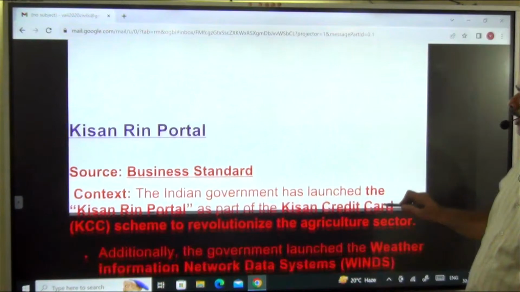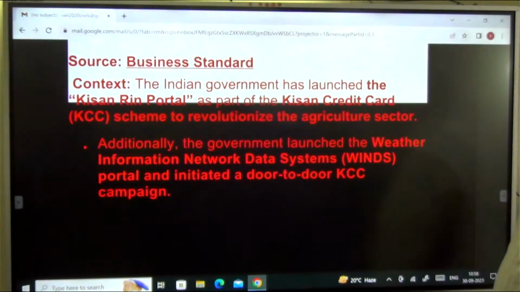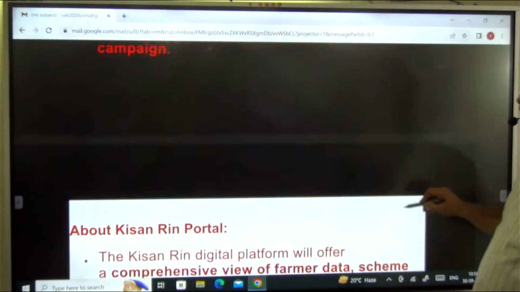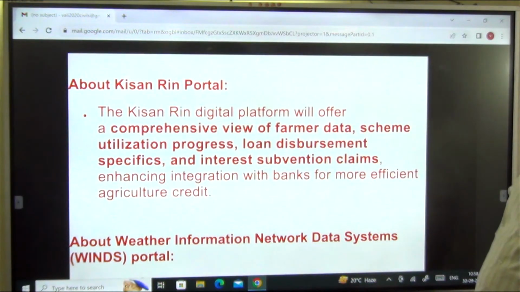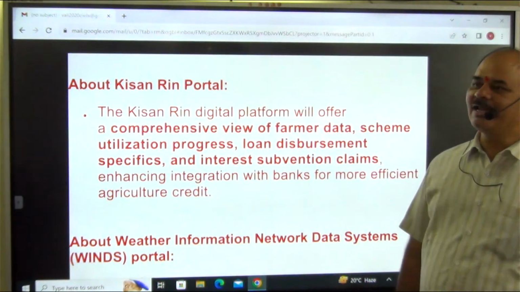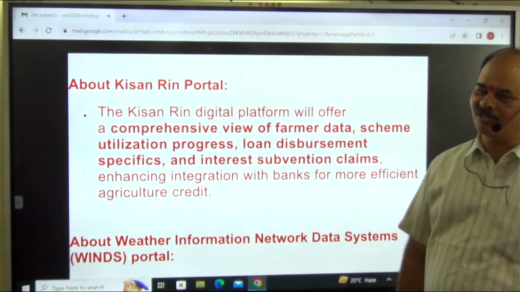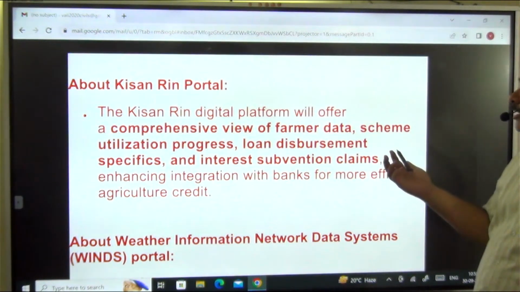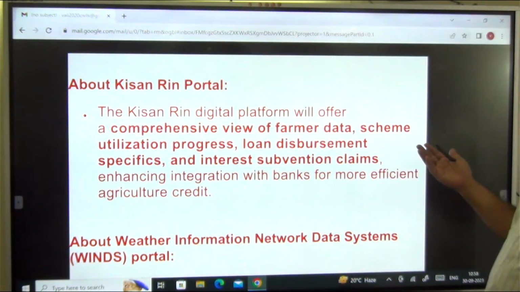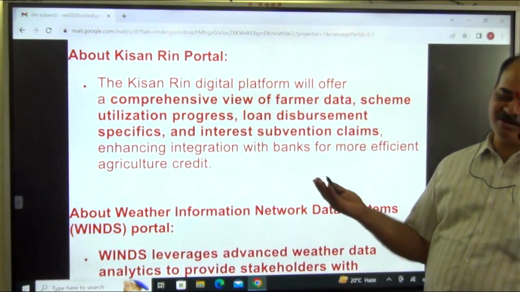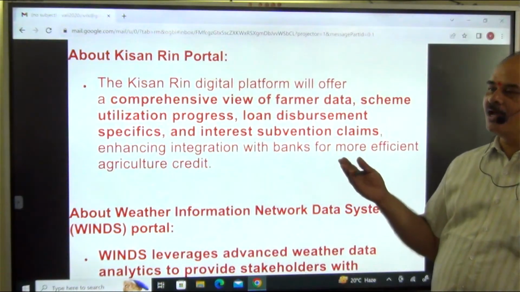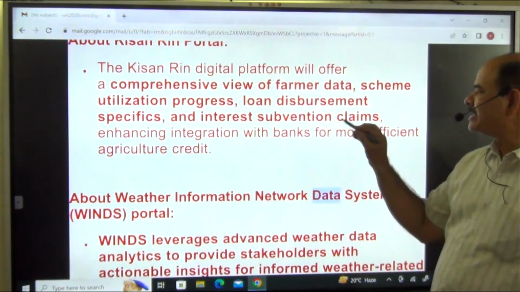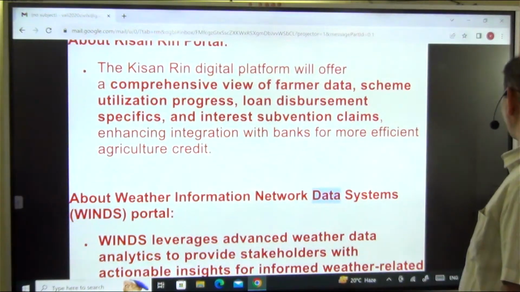Now, Kisan Rin portal. The Indian government has launched the Kisan Rin portal as part of Kisan credit card. The aim of this platform is to serve the needs of farmers through the electronic mode with regard to weather, etc. And even the Kisan Rin digital platform will offer a comprehensive view of farmer data, scheme utilization, because there are many schemes started by the government, whether they are using those schemes or not, loan disbursements, and also interest subvention claims. What is the meaning of interest subvention?